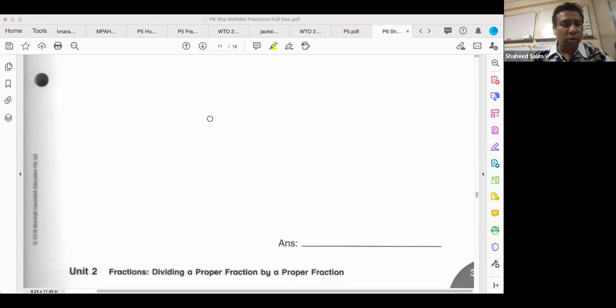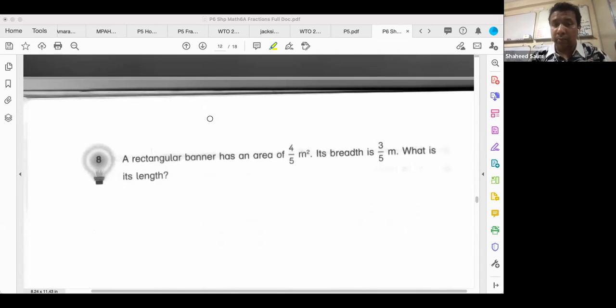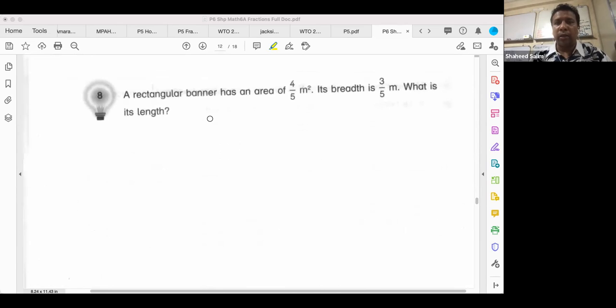Remember, your task is not only computation. Computation is without problem sums. You must go to problem sums. You try now. This one they're asking about length and breadth and area. You know what times what equals area. You think. Believe in yourself. Believe in your brain. Believe in Allah.